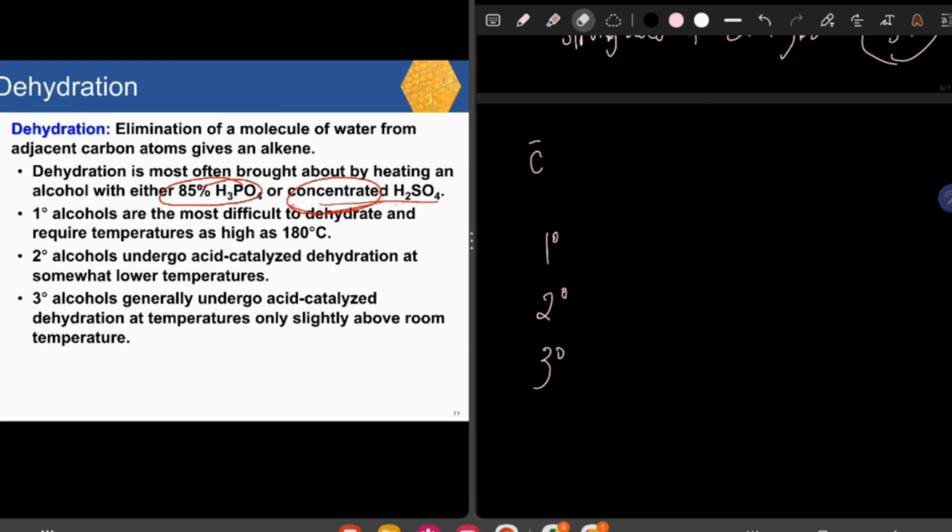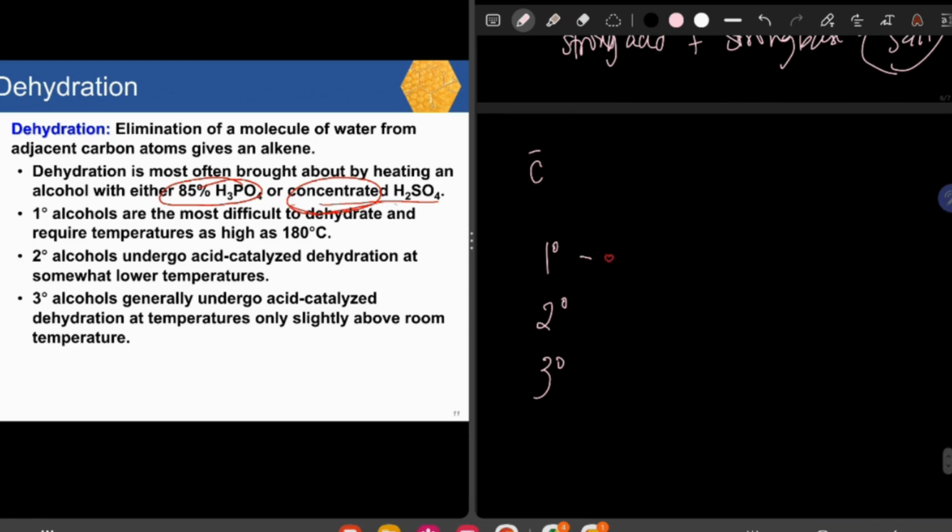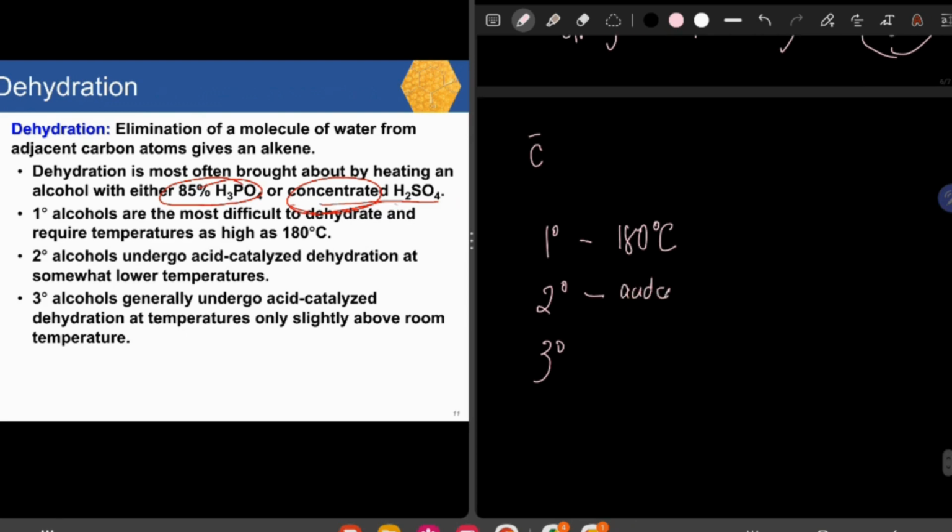Okay, let's discuss that later. Anyway, our primary alcohols are the most difficult to dehydrate and require a temperature as high as 180 degrees Celsius. So it requires 180 degrees Celsius. For secondary, it needs to undergo acid catalyzation. Kailangan ng acid catalyst and a lower temperature. And for tertiary alcohol, they undergo acid catalyzation too. So, kailangan ng acid catalyst, and the temperature is slightly above room temp.